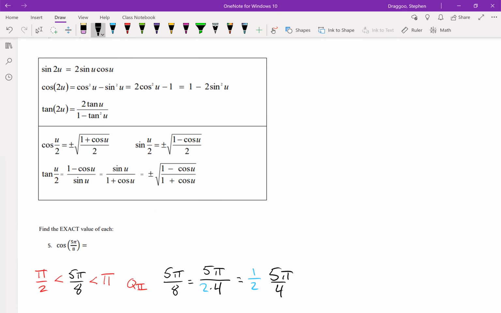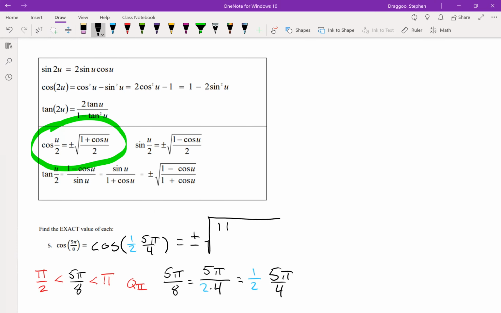Meaning that the cosine of 5 pi over 8 can be rewritten as the cosine of 1/2 times 5 pi over 4, so that I can look at a half angle formula for cosine, which I will pull from up here. So the cosine of 5 pi over 8 should be the same as plus or minus the square root of 1 plus the cosine of 5 pi over 4 divided by 2. Now, because we're in the second quadrant, which was the first thing that we looked at, I know that cosine is negative in that quadrant, so I'm going to take the negative square root.